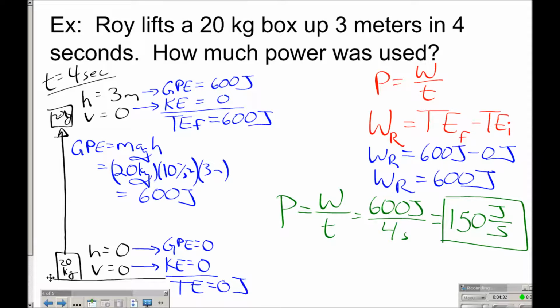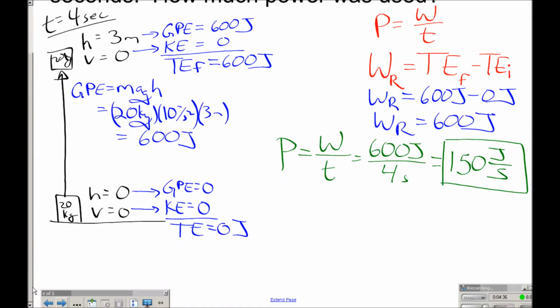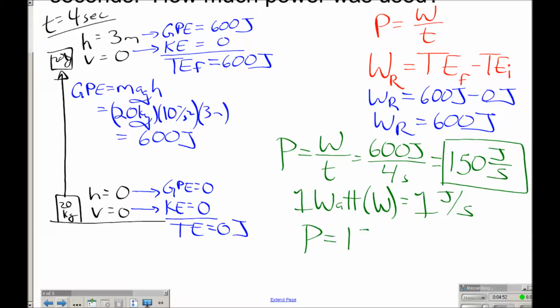Now, to add one extra teeny little hiccup into this, we don't use joules per second. We use watts. All right, so 1 watt, abbreviated with a capital letter W, is the same as 1 joule per second. Okay? So our power here is actually 150, not joules per second, but 150 watts. Okay? So be careful there.